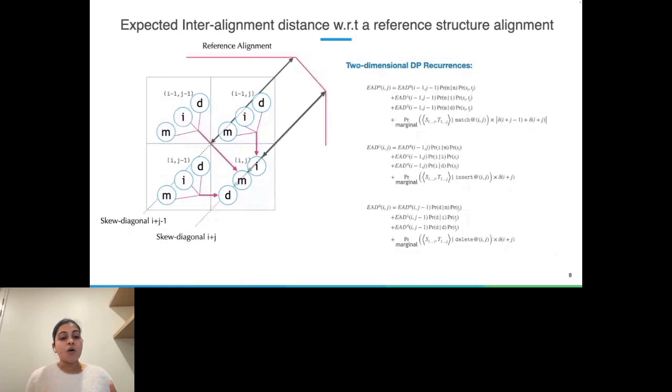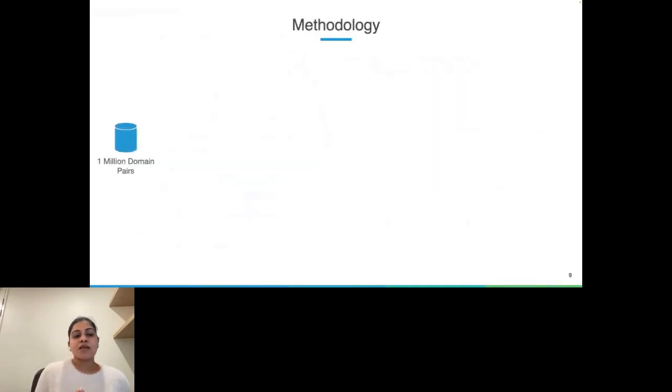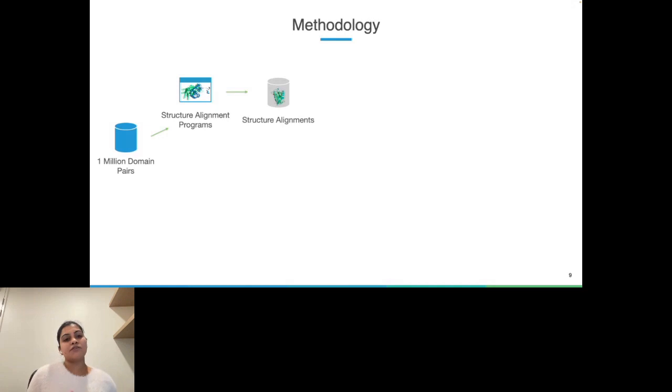Given a pair of proteins, we now have a method to compute the expected alignment distance over all possible sequence alignments with respect to its structural alignment. This measure of computing expected alignment distance can be carried out more comprehensively. To achieve this, we randomly sampled 1 million distinct pairs of protein domains from all classes of SCOP. Then, we aligned the structures of these million pairs separately using 3 popular structure alignment programs: DALI, TM-Align, and Malina. These provided distinct sets of reference structure alignments. We also aligned the sequences of the same million domain pairs using seq-Malina.